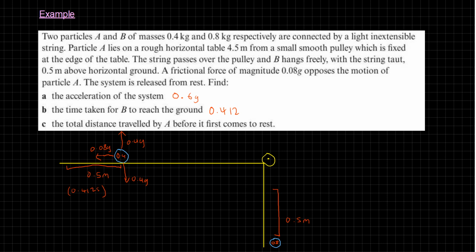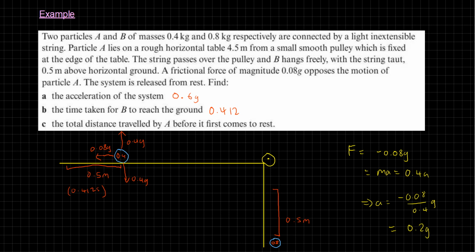So now the total force on A has changed. It's now minus 0.08 g. And using that being equal to ma, which is the same as 0.4a, that implies that a equals minus 0.08 divided by 0.4 g, which is equal to 0.2 g. Okay, 0.2 g.